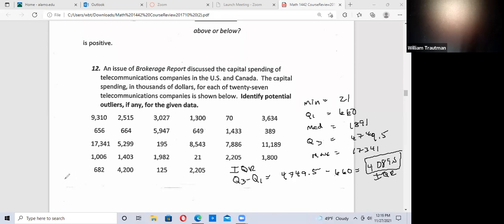So the lower outlier is the average minus 1.5 times the IQR. The upper outlier is x bar plus 1.5 times the IQR.